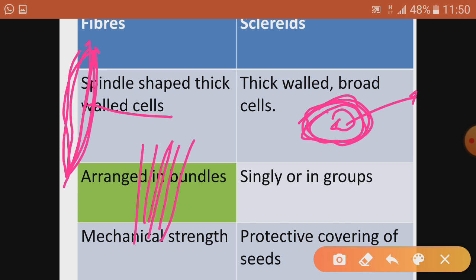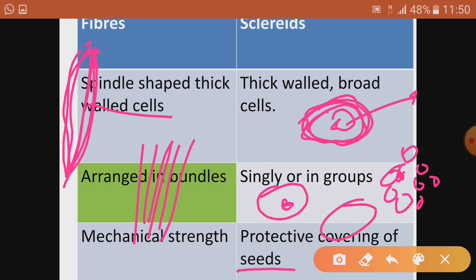Now, sclerids, they may be present singly and they may be present in groups like this. So, these stone cells or grit cells may be present in groups or they may be present singly also. They provide protection to the seed, because the seed coat is made up of sclerids. Seed coat is made up of sclerids, and fiber like coconut husk is made up of fibers, and both of them are sclerenchyma only.